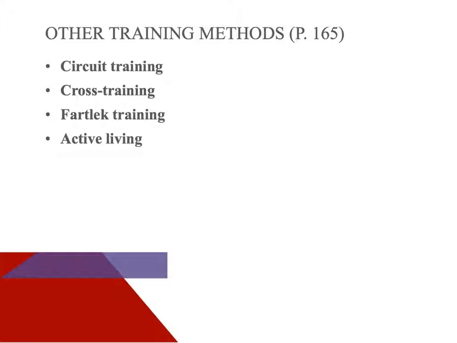So circuit training, as we learned in resistance training, is using different exercises combined into a circuit. So maybe performing 30 seconds of an aerobic exercise before moving on to another aerobic exercise and performing for 30 seconds. This can be combined with 30-second rest breaks in between, or with smaller rest breaks to try to improve aerobic capacity. Cross training just involves using a variety of training methods to improve aerobic capacity.